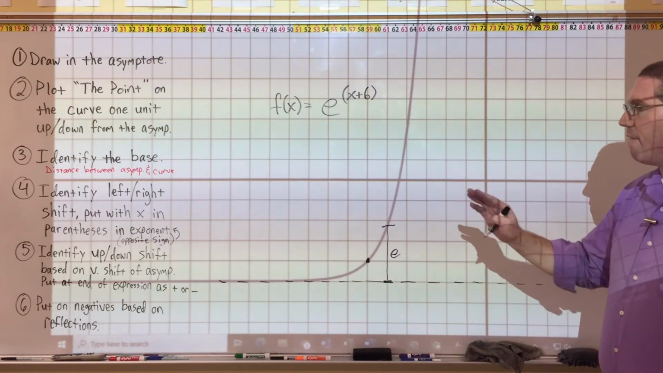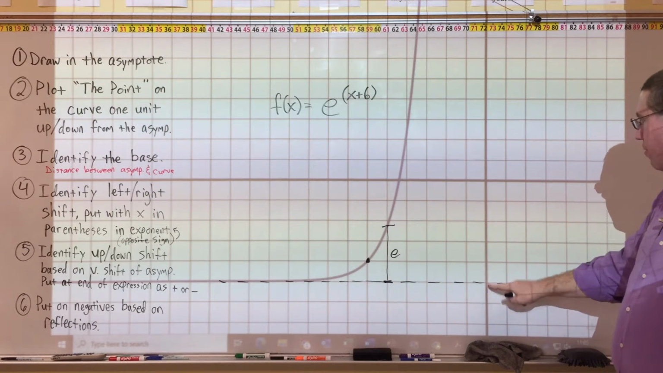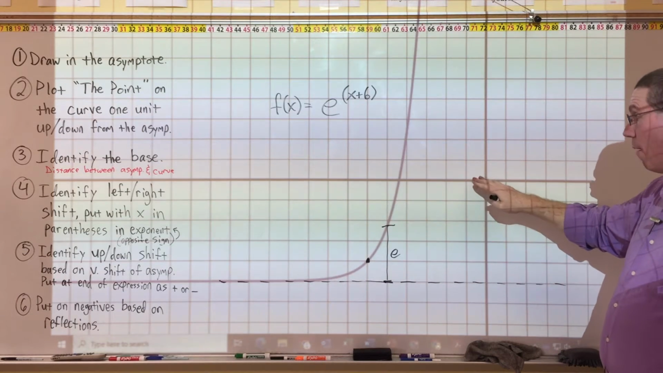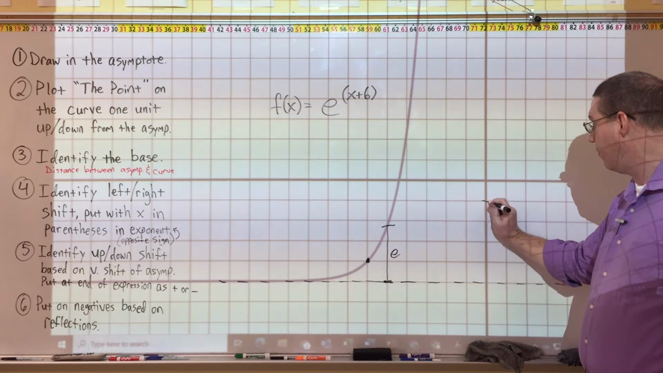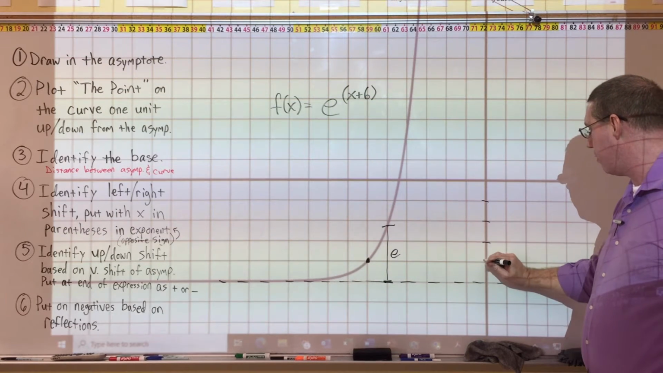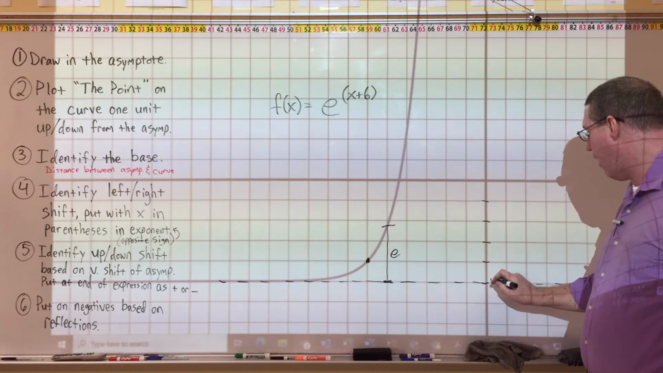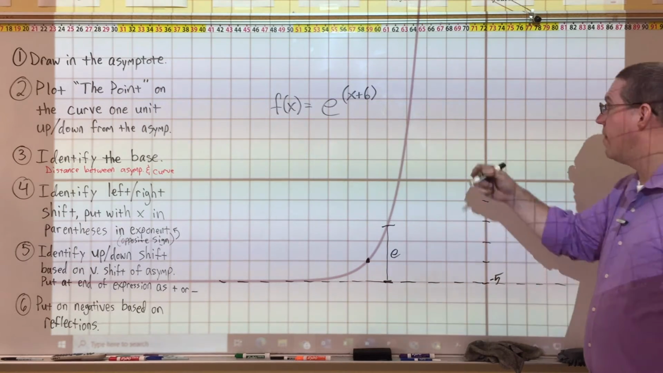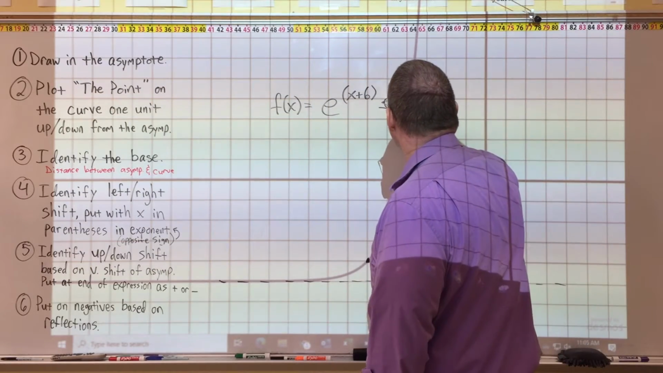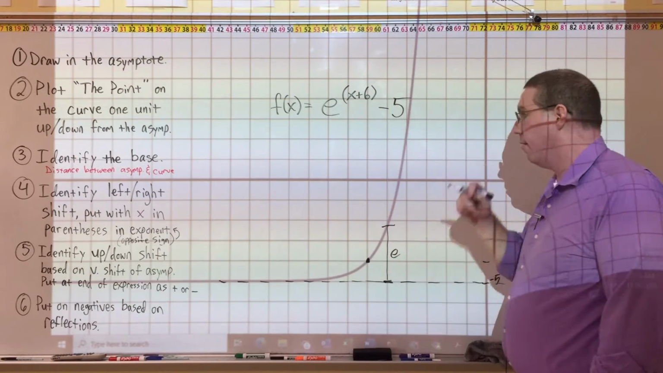Now I need my vertical shift. The asymptote is from the x-axis, it's going down. That's -1. See, this is -1, -2, -3, -4. This is -5. So the asymptote is at the vertical height -5. That makes this a -5 shift.